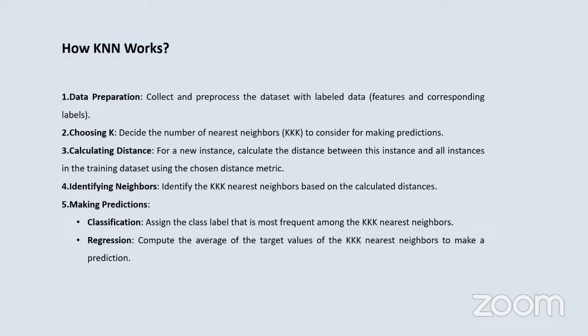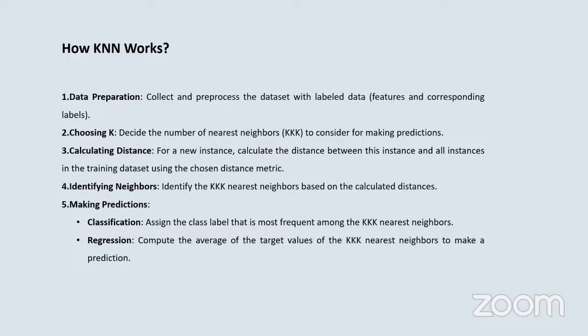So how does KNN work? You need to collect and pre-process the data. That first step is the same for all machine learning: the first step is the retrieval of the data, and the second is data preparation. Then you have to choose K, the number of nearest neighbors to consider for the predictions. Then you need to calculate the distance, whichever distance you want to use, to identify which is the nearest neighbor.